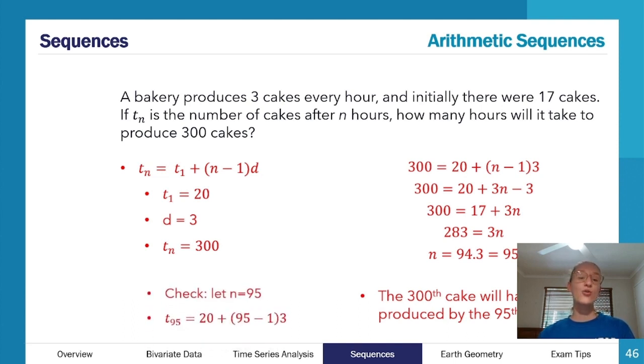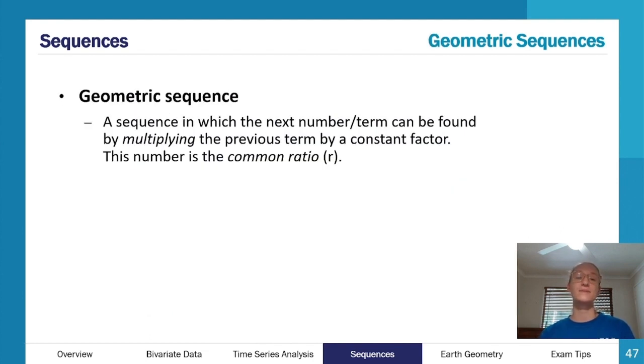And then you can always check by substituting that value for n into your original formula. I can see here, in fact, that if we let n equal 95, then after that time we will have 302 cakes, which means that by 94 hours we'd only have 299, and that doesn't meet the requirements. So we do indeed have to wait 95 hours to have at least 300 cakes.